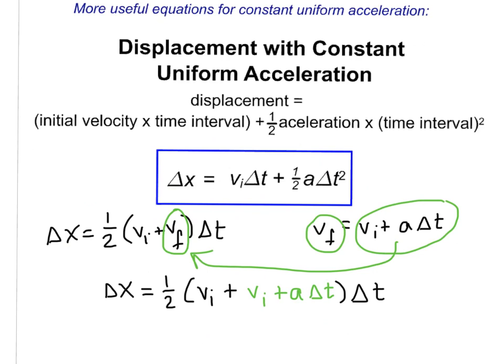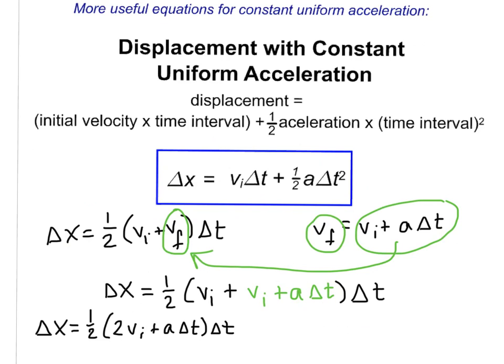So I plugged that value in, and I wrote this in green. I wrote it right into there in green, so you can clearly see what I'm doing. So now I have the displacement equal to all of this, and I no longer have a term that is the final velocity. So if I don't know the final velocity, this is a really nice equation to use.